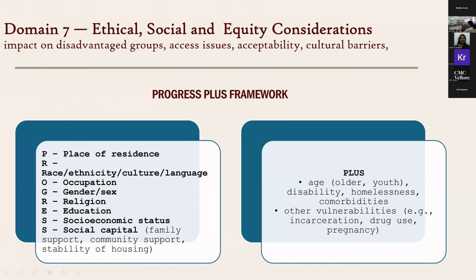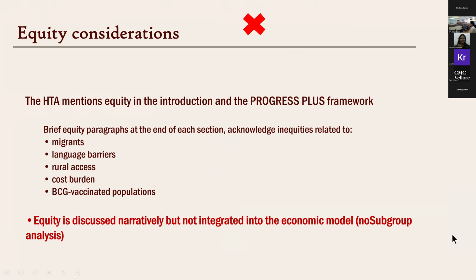So these are the people that you need to specifically consider when you're looking at a health technology assessment. While the Canadian study mentions it in their introduction, and they talk about the Progress Plus framework, they briefly say that immigrants are at an equity disadvantage. There is language barrier, rural access. They don't actually cover it. They don't do a subgroup analysis.